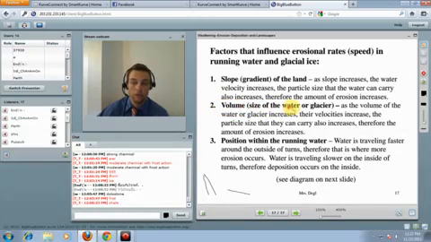The size of the water or glacier: the bigger the river and the bigger the glacier, obviously the more erosion you're going to have. Position within the running water. This just means that water is traveling faster around the outsides of the turns. We're going to talk about this in a second.